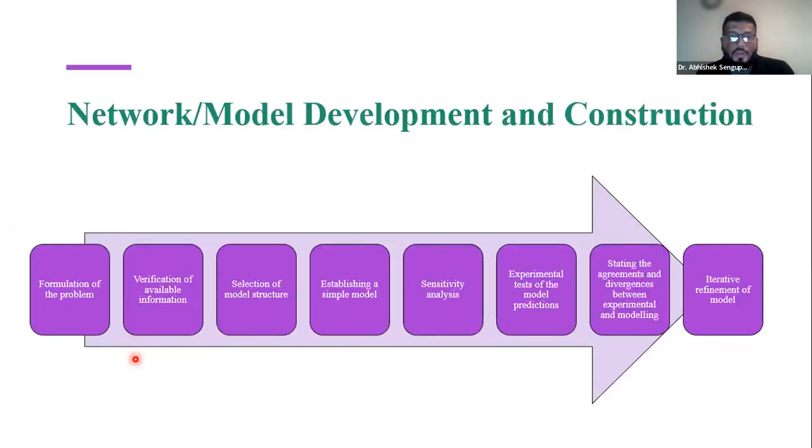Now network model development and construction. So this is the whole process. First of all, formulation of the problem, definitely. So this, you just understand this process. This is like a flow chart, or you can say these steps.